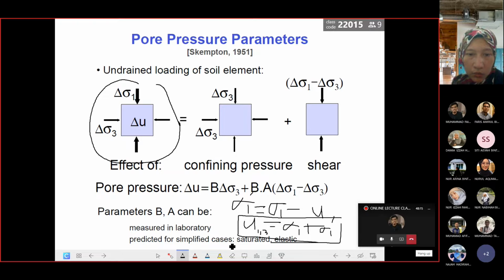And later on, how to determine the parameter A and B. Okay, this one, for example, they give you a simple case for saturated and also elastic. As I mentioned in the earlier class, if you study soil mechanics, you will see the behavior of soil is not linear itself. It is not just linear, nor is it elastic.